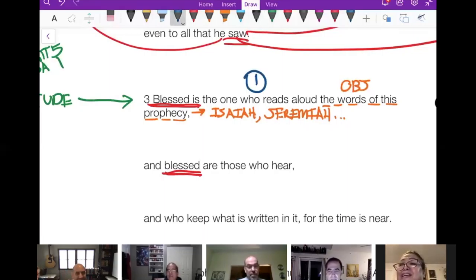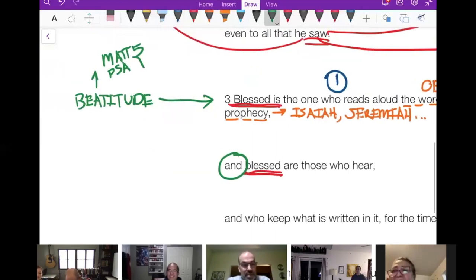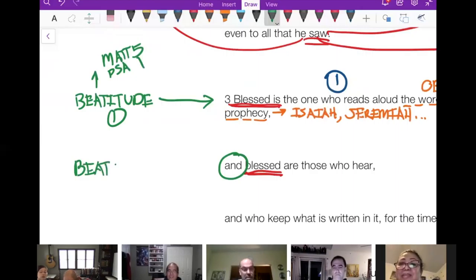So I guess this letter is supposed to be read aloud in public. Yes. And no one reads it. But we aren't supposed to just read it. We have to keep what's written. But look here. So it's not just reading. You can read it and not receive the blessing. Okay? Why? Because you have to hear it too. So this is beatitude number one. There's three parts.